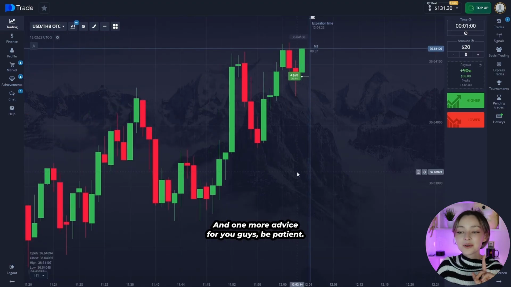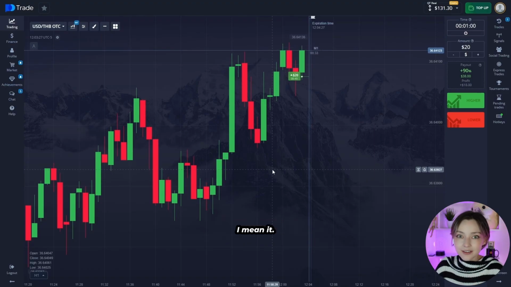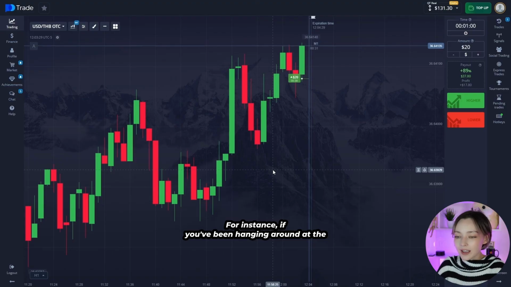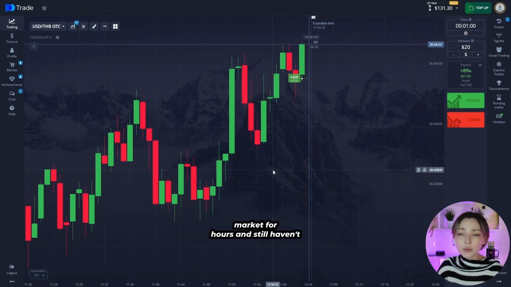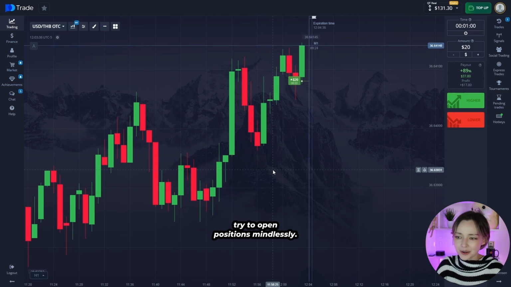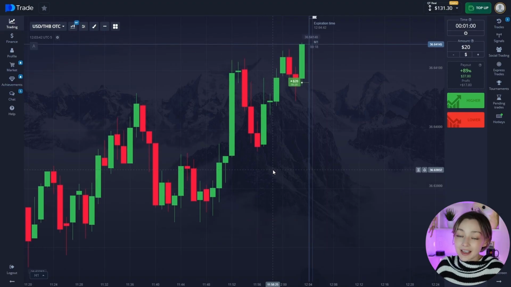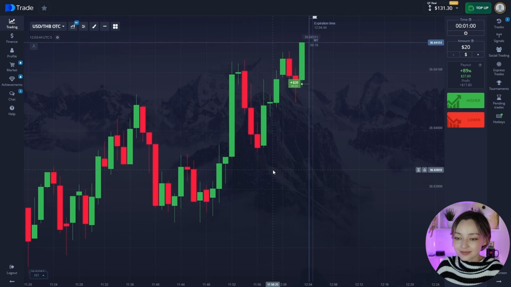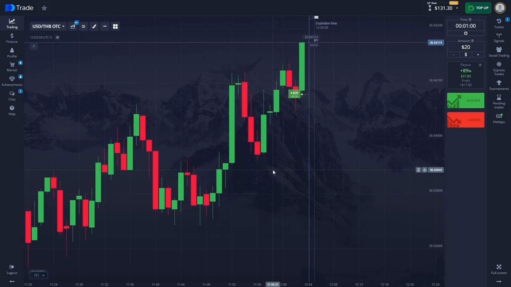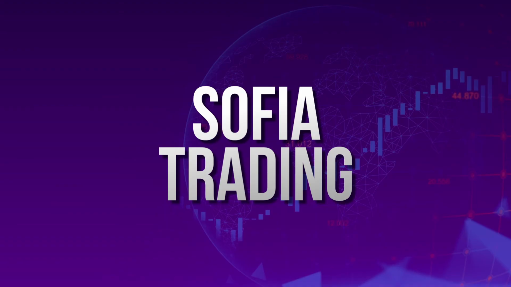And one more advice for you guys, be patient. I mean it. For instance, if you've been hanging around at the market for hours and still haven't witnessed any patterns, don't try to open positions mindlessly. It's better to wait for a pattern and then go for it. Never trade emotionally, basically. Our trade closed in a profit.